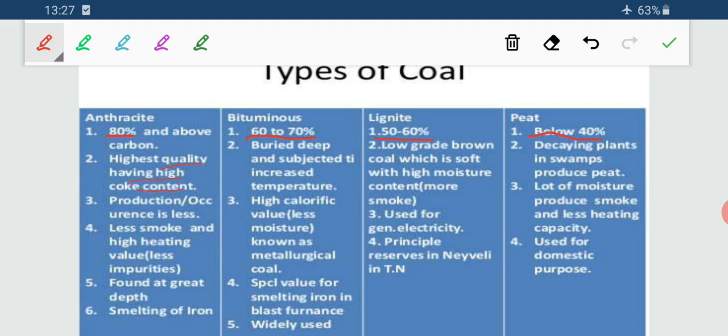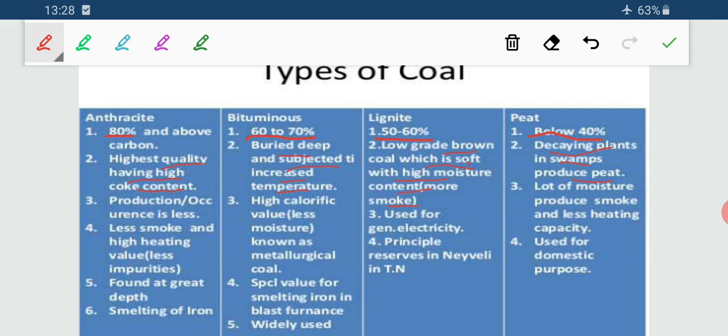Next is there for the bituminous. Then low grade brown coal, lignite is considered as a brown coal with a high moisture content. And lastly, decaying plants in swamps produce peat, which is there for the peat.